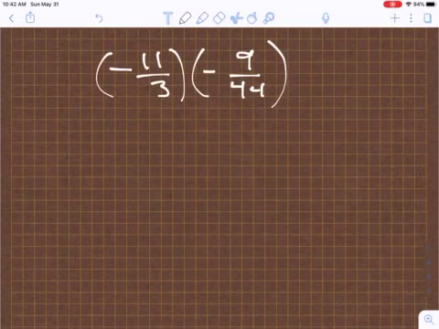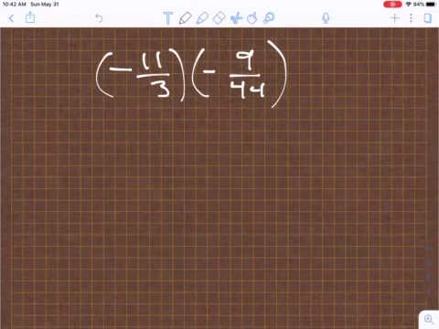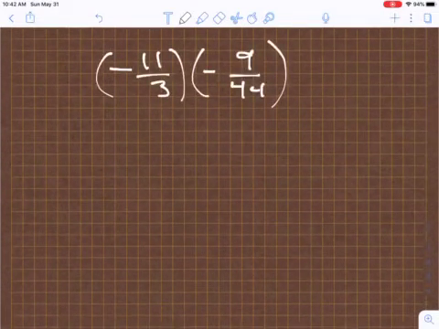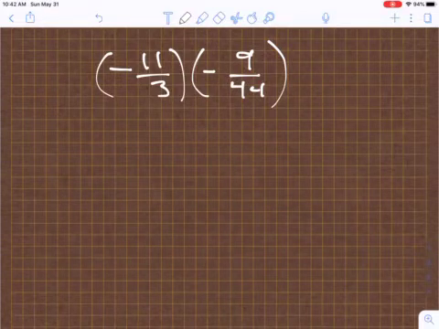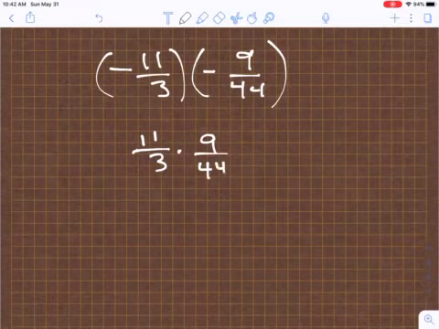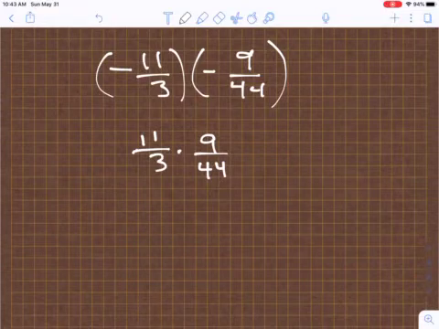And then we have one last example here, and in this last example, let me check my signs on that last one. No, they were both positive, so we're good. All right, on this one, we're going to ignore the signs, and we're going to think of 11/3 times 9/44. Now, we haven't talked about cancellation yet, and I want to talk to you about cancellation because it really saves you a lot of time.